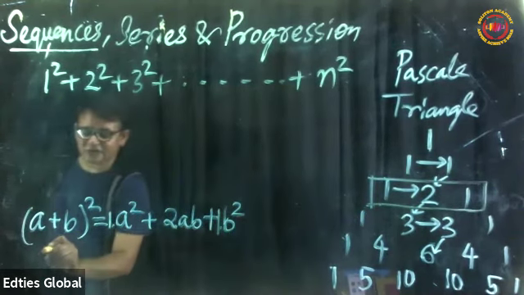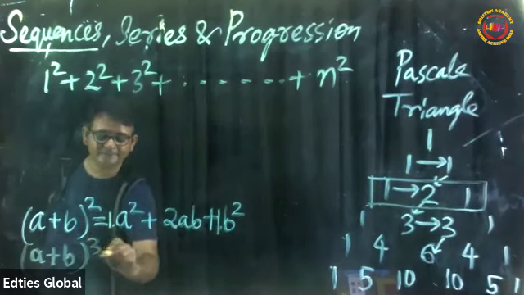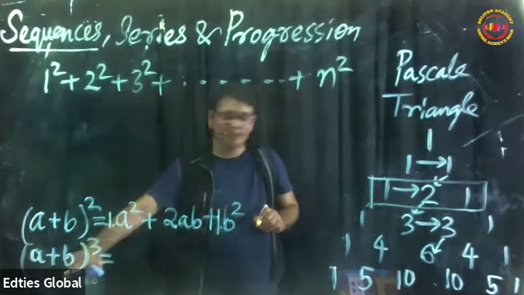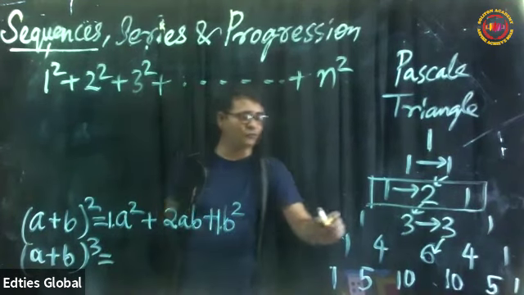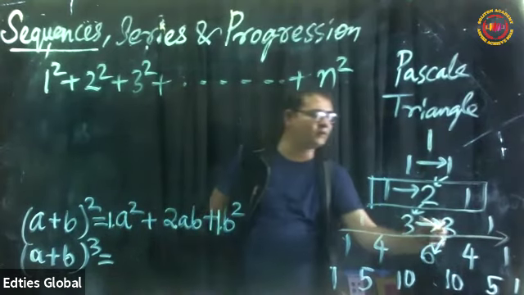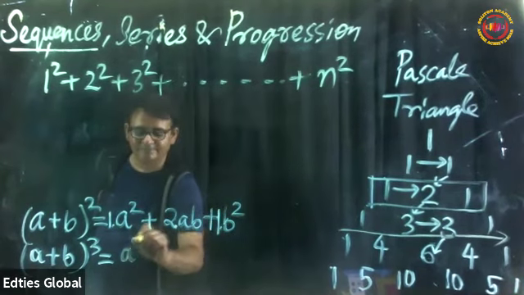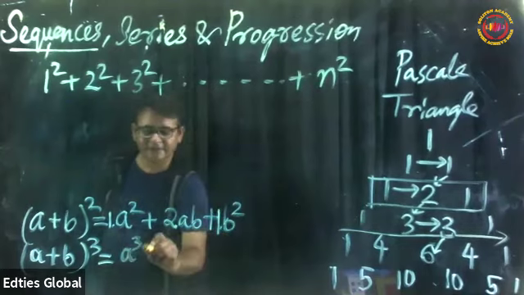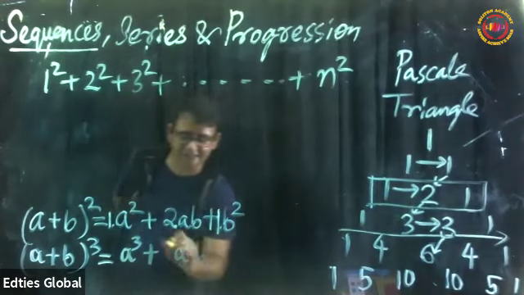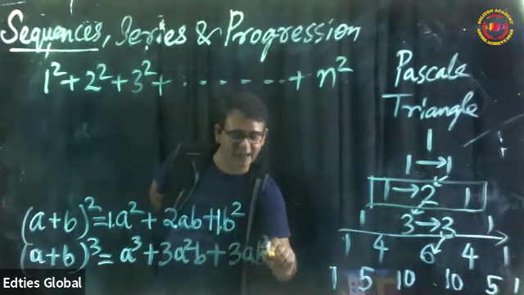Now let's look at the next one, a plus b to the power 3. If you want to find it, we will look at this row. I don't memorize anything. I remember Pascal's triangle. I will make it in my notebook. So I'll get a cube times the first one, plus a square b times 3, plus 3ab square, plus b cube.